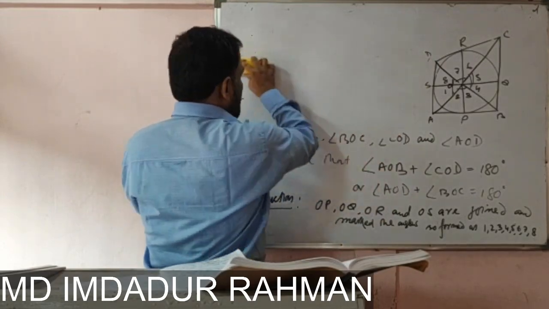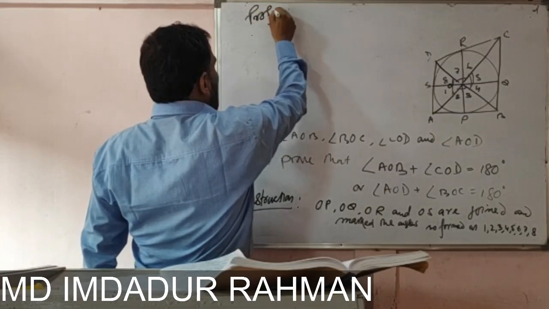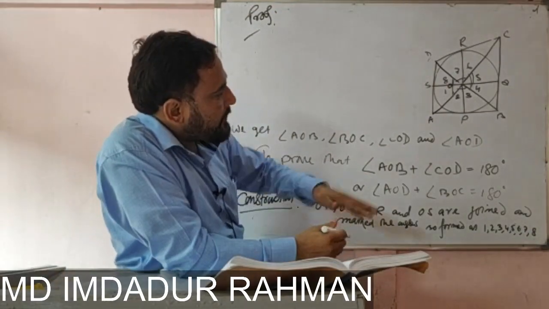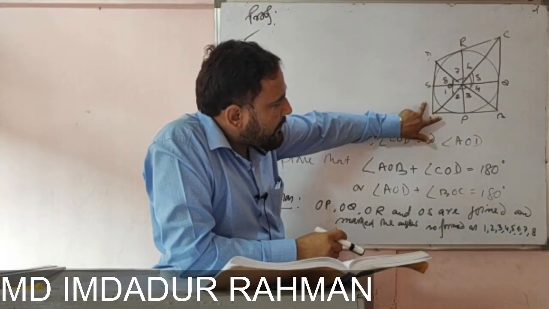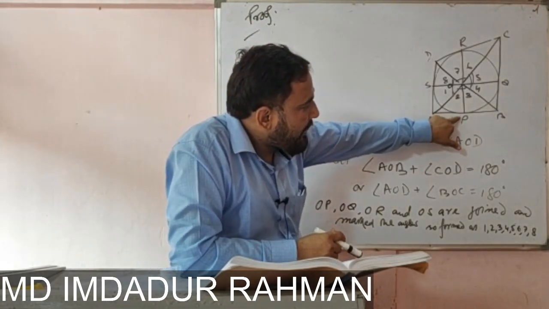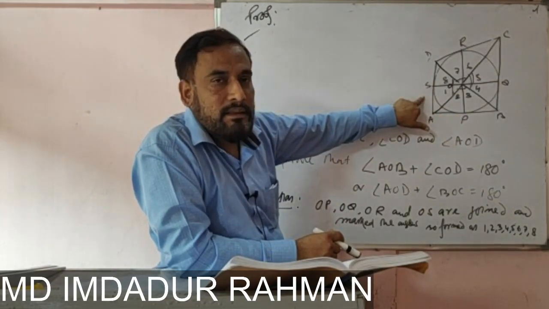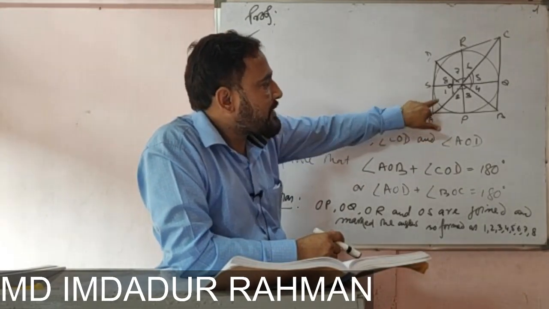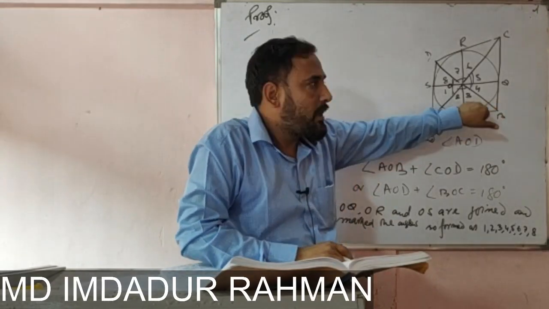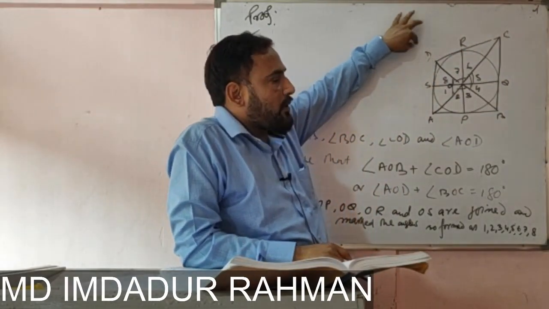Now we are proving. You see the proof minutely. Since what is happening? AP and AS are the tangents of the circle drawn from an external point A. Like this, BP and BQ are drawn from B, CQ and CR from C, and DR and DS from D.